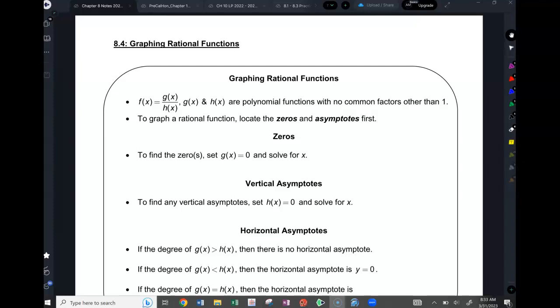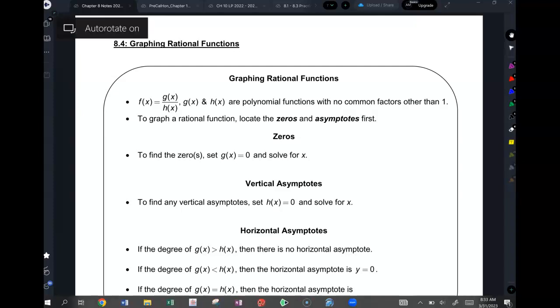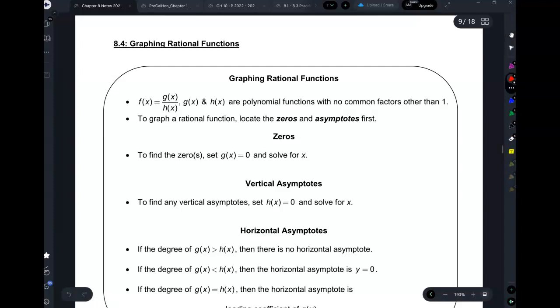Okay, so take a look at this function, right? We're going to talk about rational functions. So f of x is g of x over h of x, where g of x and h of x are polynomial functions. So you've got one polynomial function in the numerator, one polynomial function in the denominator, no common factors other than one. To graph this rational function, you have to find the zeros and the asymptotes. Just like I told you here, the first thing is the asymptotes, then we move on to the zeros, and that's how we're gonna graph this.